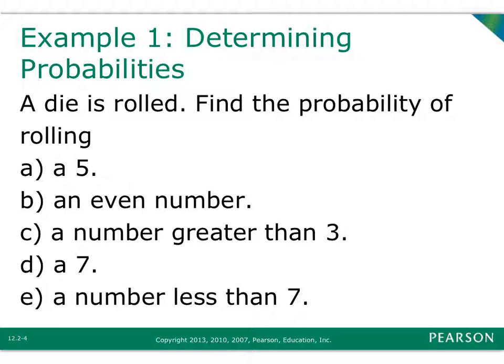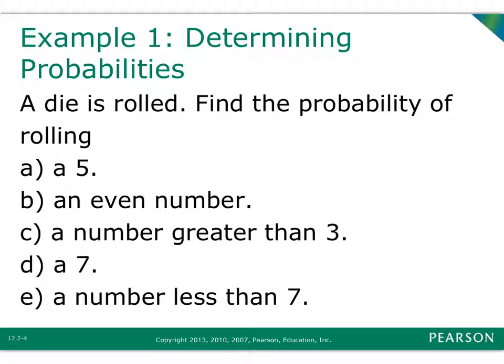In determining probabilities, a die is rolled. What is the probability of rolling a 5, an even number, a number greater than 3, a 7, a number less than 7? The first step is to write the probability statements. Let x equal the number on a die.